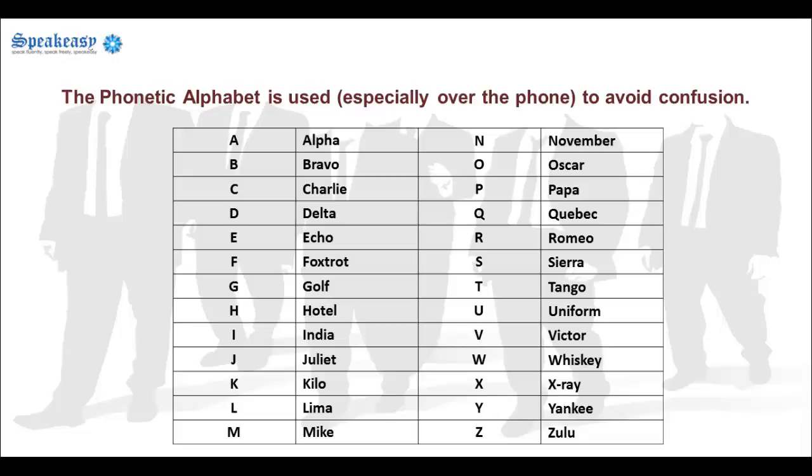A for Alpha, B for Bravo, C for Charlie. The letter C could be pronounced softly as in city before the letters I, E and Y, or with a hard K sound, as in cat elsewhere. D for Delta, E for Echo, F for Foxtrot, G for Golf. The letter G can be pronounced softly, as in the word Germany, before the letters I, E and Y, or as in goal elsewhere.